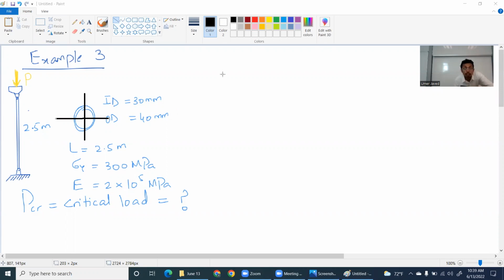So this is my y-axis. Okay, this is my y-axis. This is my x-axis. I have just drawn my y and x-axis. Now, what is the first step? Well, the first step is that you have to find the moment of inertia.